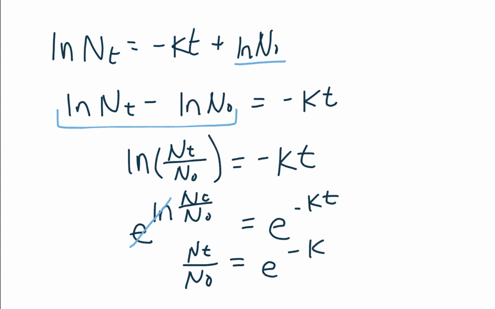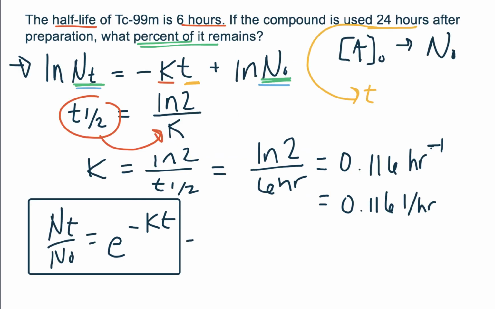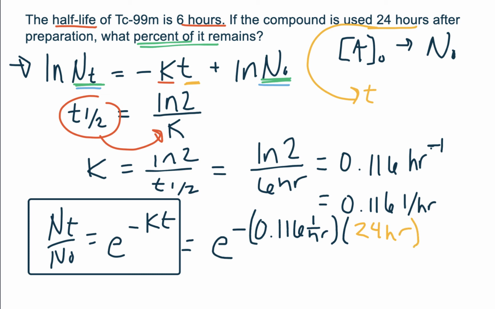So this equation gives us the direct ratio of N_t to N naught, which is kind of what we're looking for in this question. Then we can just plug in the variables that we calculated. So e to the negative, and we calculated k to be 0.116 inverse hours, and we know that time t, given in the question up here, is 24 hours.